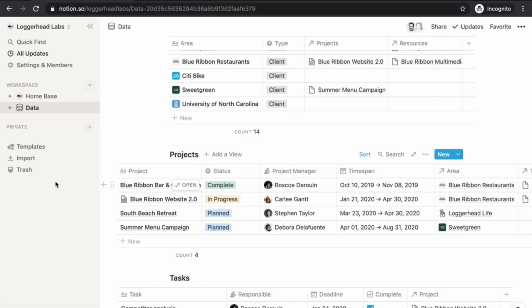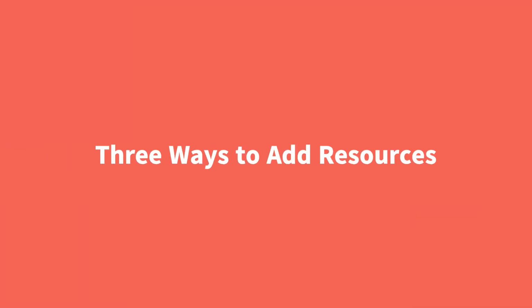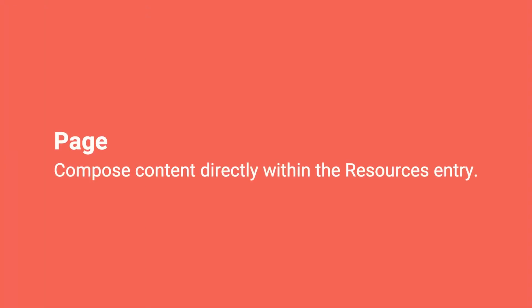We're just about ready to move on to the second of our two-pronged approach, but first I want to quickly review the three ways you can input resources into the resources database. The first is a page where you can compose the resource directly within the database page. An example of this would be your company's mission and vision. And then the second is an inner database, where you create a database within the resource page. That's what we did with that contact list that you saw. And then lastly, you can attach a file to the files and media property of the resources database.